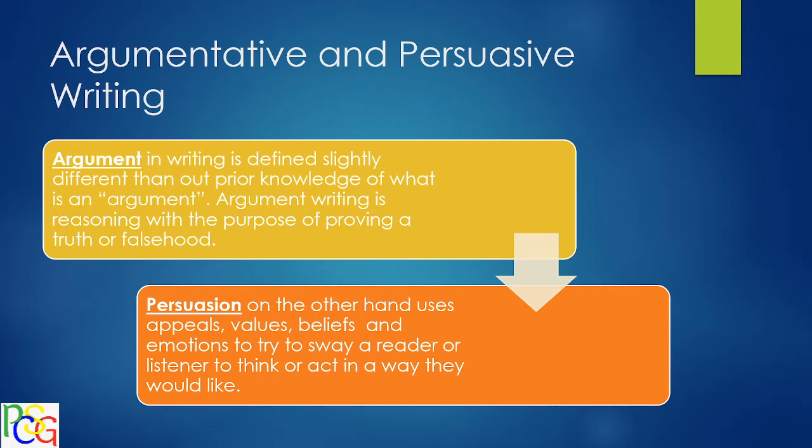Right? So when you write an argumentative essay, you're writing it in a way to show the reader, as you go through your points, to come to a conclusion that proves the point to be true or false. And persuasion writing, on the other hand, uses appeals, values, beliefs, and emotions to try to sway a reader or a listener to think or act in a certain way that they would like.